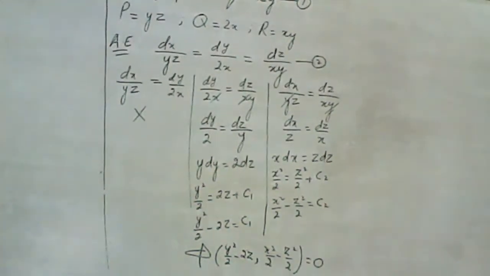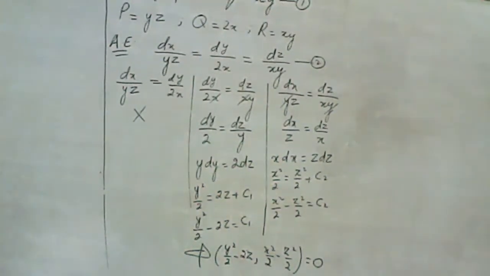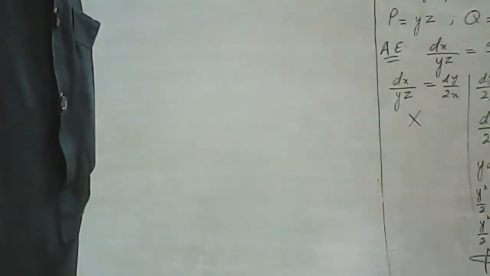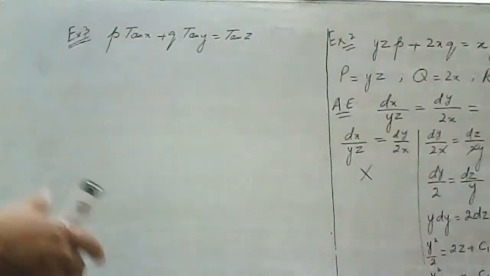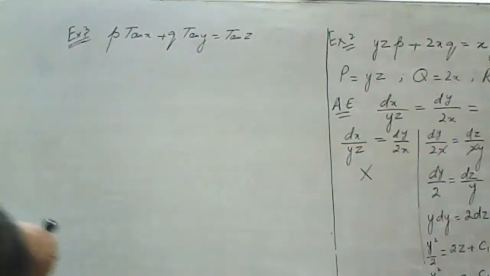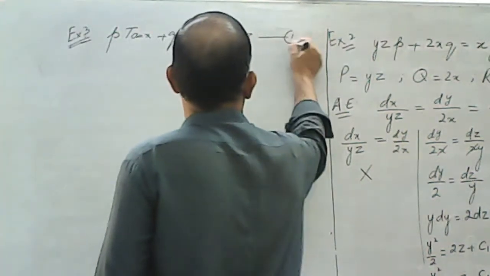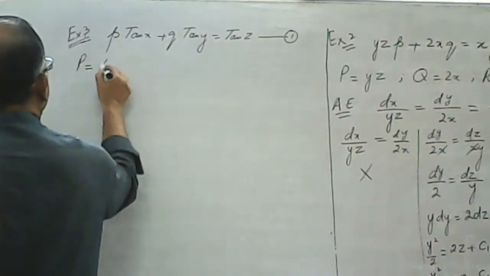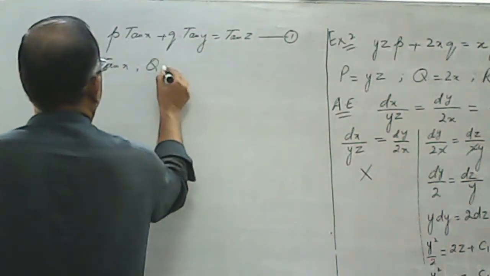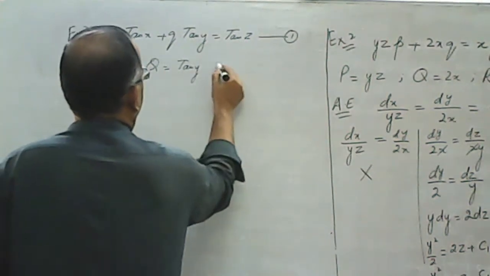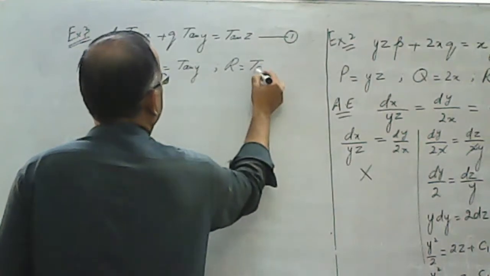Now in previous 2 examples, only 2 pairs were possible to solve. So look at example number 3, tan x p plus tan y q equal to tan z. This is example number 3. Again, this is in its standard form. So here capital P is equal to tangent x, capital Q is equal to tangent y, and capital R is equal to tangent z.